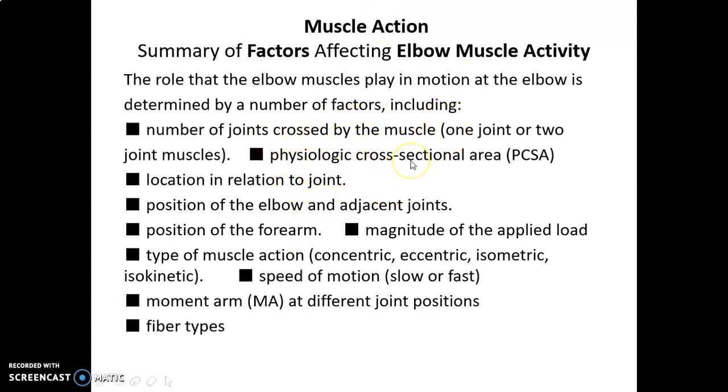joints also, such as the number of joints crossed by the muscle, the PCSA, that is the physiologic cross-section area, location in relation to joint, magnitude of the applied load, types of muscle action, speed of motion, momentum at different joint positions, and fiber types. I'm telling you this because these are common points applicable throughout our major joints, so these points are very important so that you can apply them. The only exception for the elbow joint is the position of the elbow and the adjacent joints, the position of the forearm.